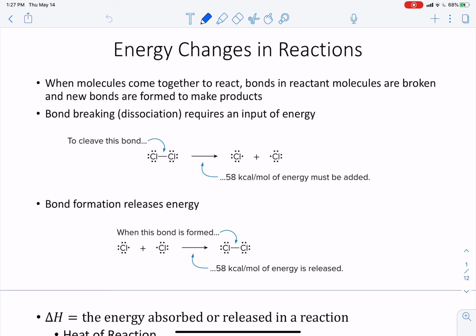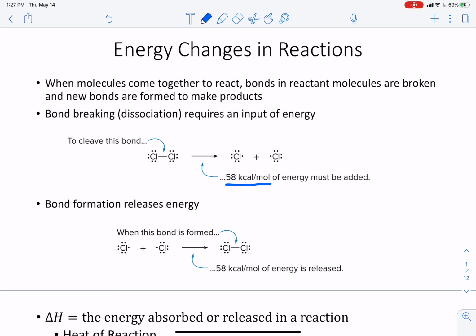Now, whenever we break bonds, this costs us energy, and the picture here tells us that if we have chlorine molecules, breaking that single bond for a mole of chlorine molecules, Cl2, is going to cost us 58 kilocalories. So 58 kilocalories of energy needs to be put into the system per mole of Cl2 in order to break all of those single bonds in all of those Cl2 molecules.